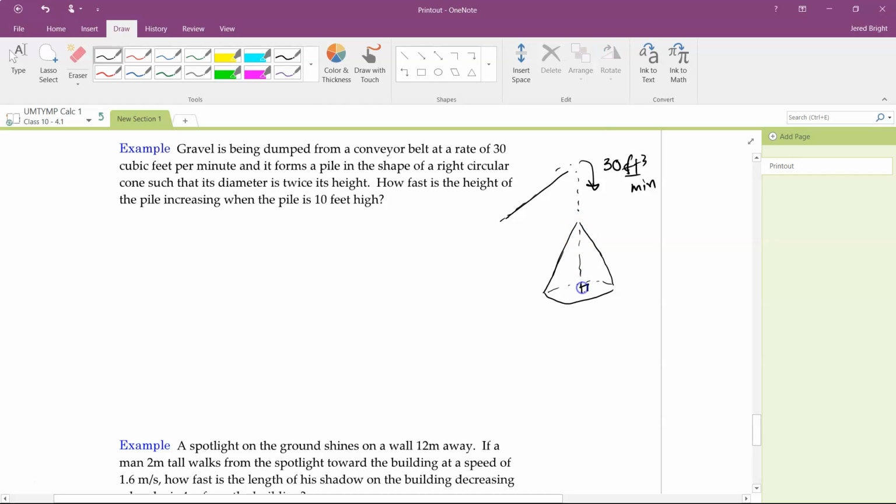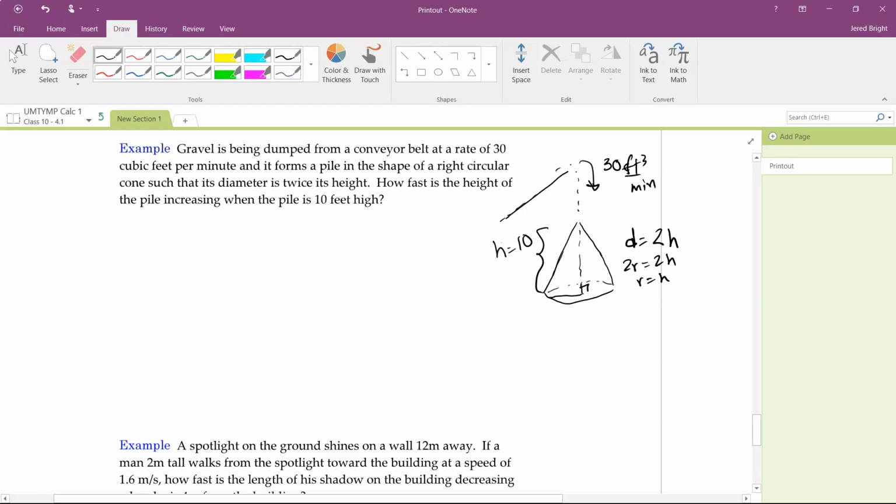Okay, so there we have that. And we have a nice radius. And we always know that the diameter is twice the height. Okay, or put differently, twice the radius is twice the height, so radius is equal to height. Whew, we'll use that later. All right, how fast is the height of the pile increasing when the pile is 10 feet high? So we know that at this specific moment in time, height is 10.